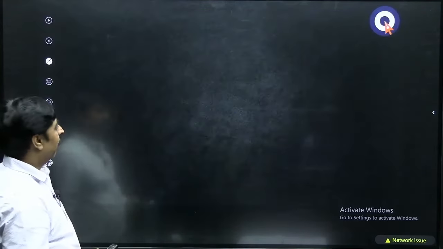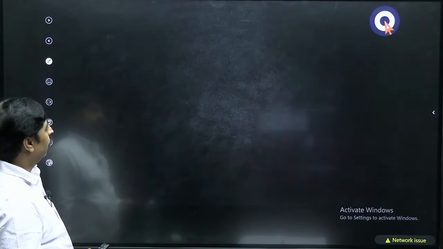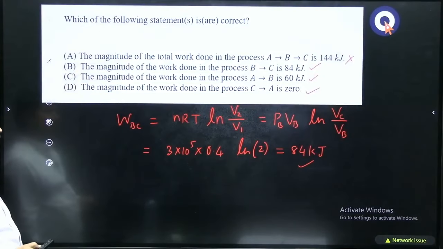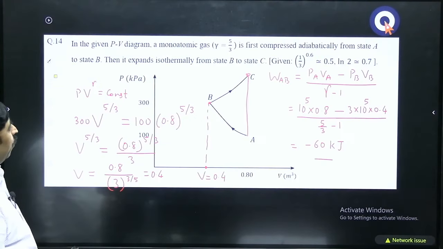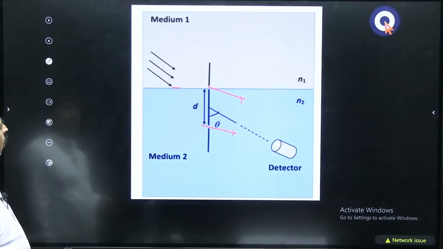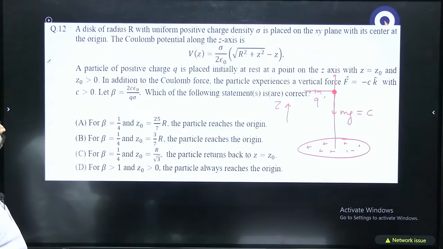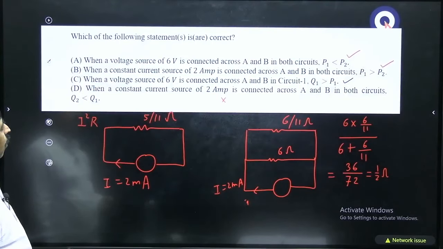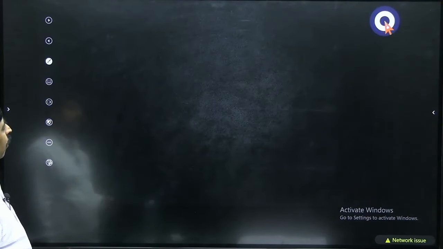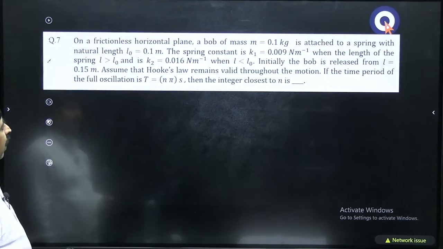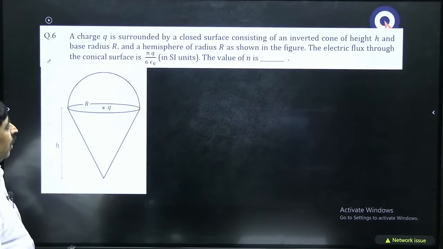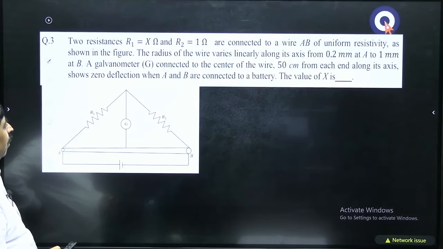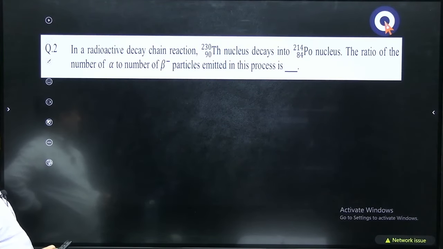This is one, let us count back. This is 2, this is 3, this is 4, this is 5, this is 6, I did it in the last week, this is 7, this is 8, this is 9, and this is 10.